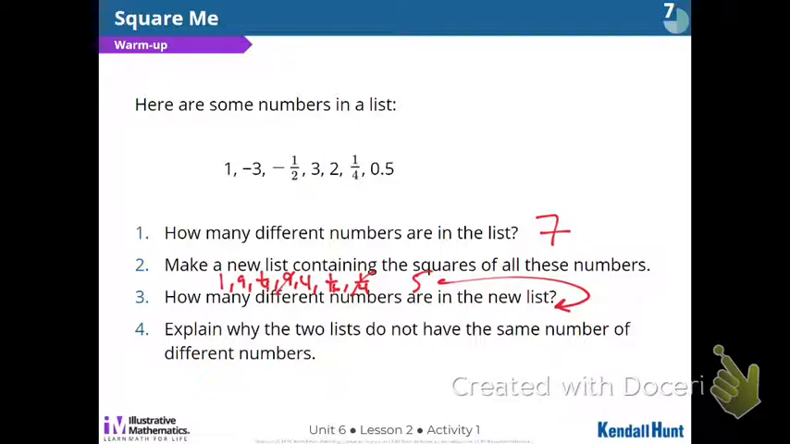So who can explain to me what happened there? Why did the number of numbers change on my list?